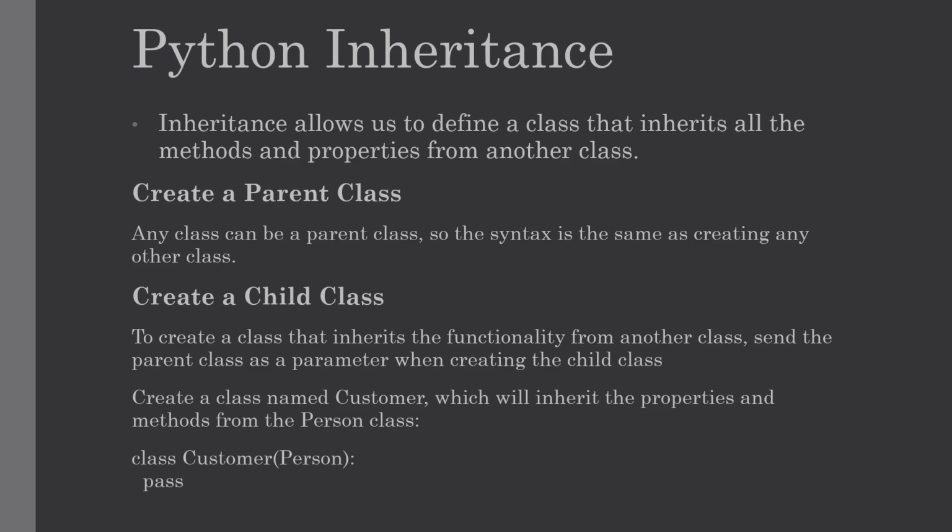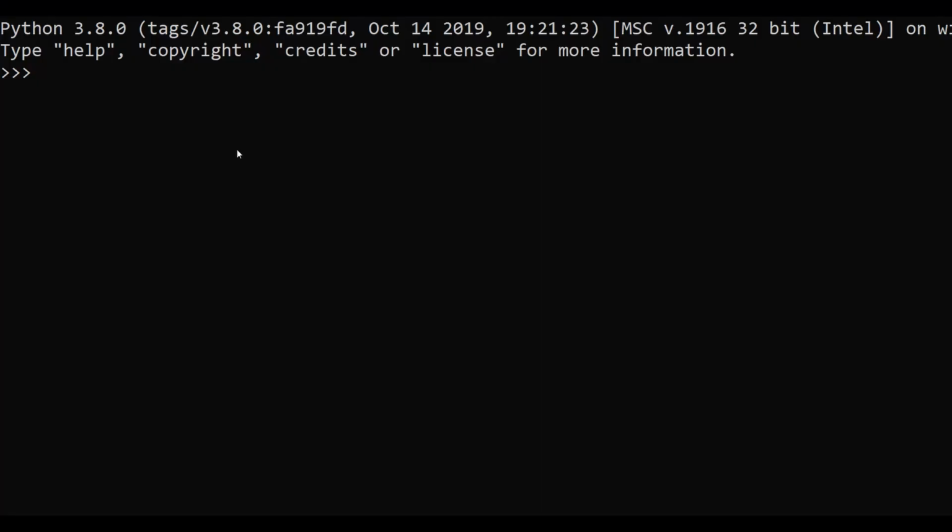For creating a parent class, the syntax is similar to creating any other class. To create a class that inherits the functionality from another class, we just have to send the parent class as a parameter when creating the child class. Let me show you how to create a parent class first, and then we will go to the child class. So this is a Python command line. For this example, let me create one parent class which is named customer.